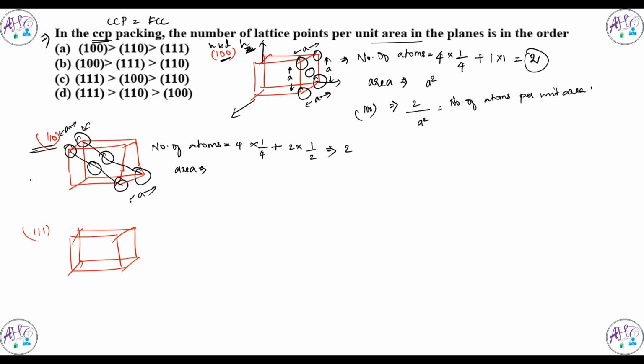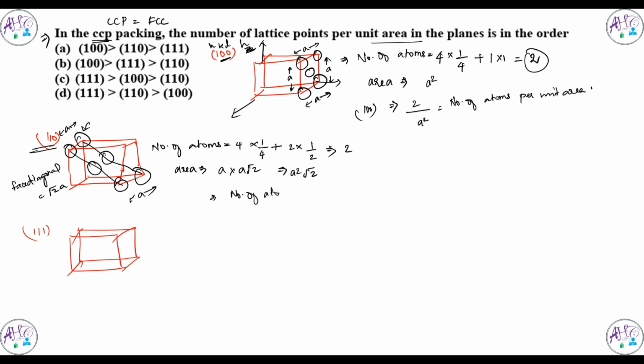So your face diagonal is actually equal to root 2 a. According to your Pythagoras theorem, your face diagonal is equal to root 2 a. So area is going to be a into a root 2, okay, so this is going to be equal to a square root 2. So again we can write number of atoms per unit area.